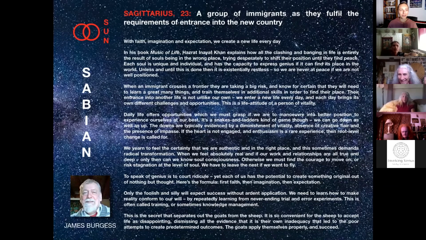Redlina, please. Yes, that's Sagittarius 23. Is that continuing the description of the symbol, of the same symbol of the sun? Yes. Right. So this is James Burgess. Okay. A group of immigrants, as they fulfill the requirements of entrance into the new country. With faith, imagination, and expectation, we create a new life every day.